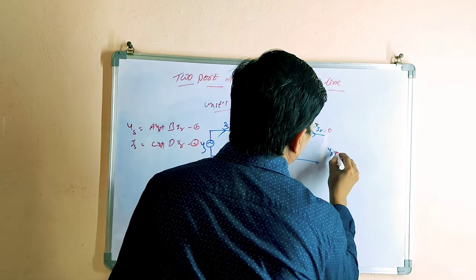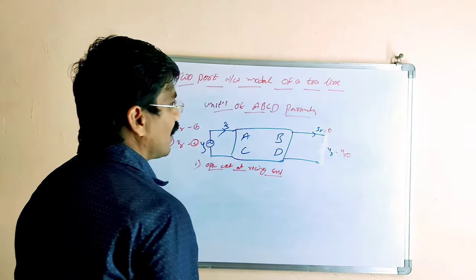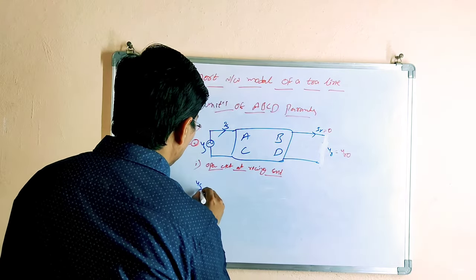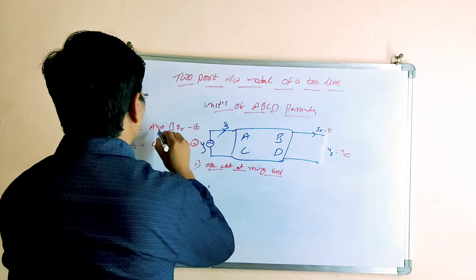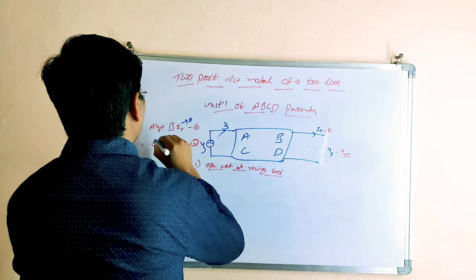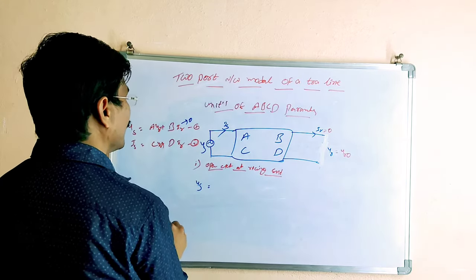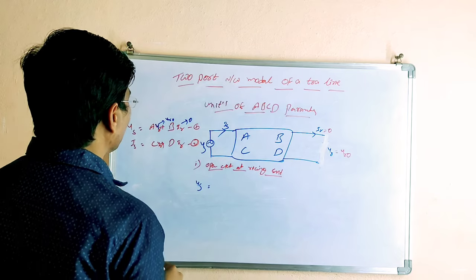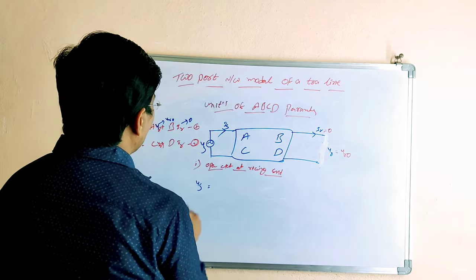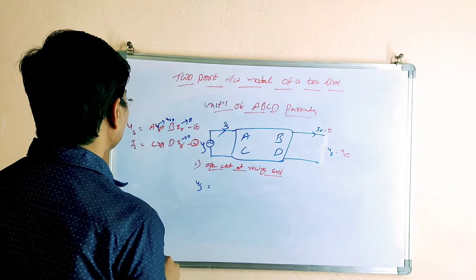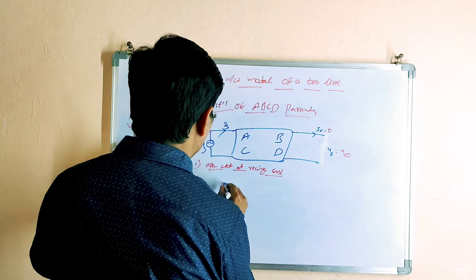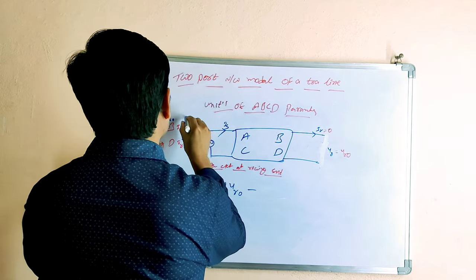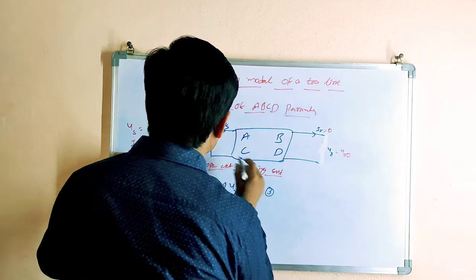Open circuit at the receiving end means Vr is equal to Vr naught and Ir is 0. We can substitute these values here. Vs is equal to A into Vr naught plus B into Ir, and Ir is 0. This is called equation 3.